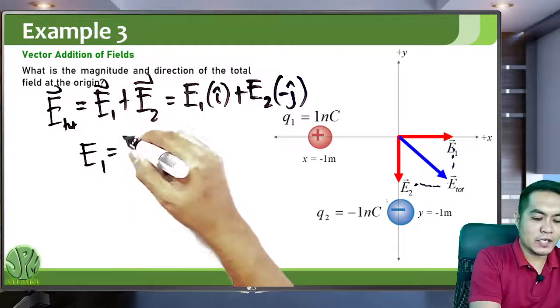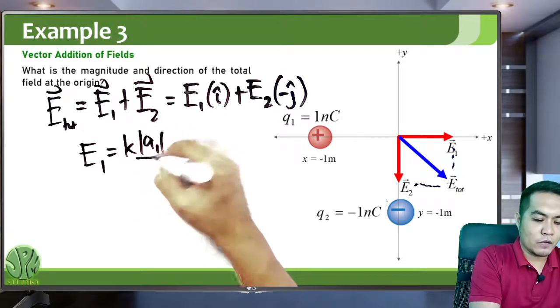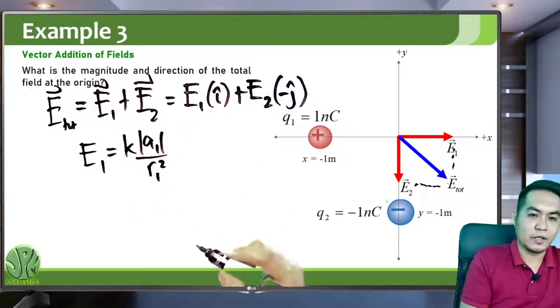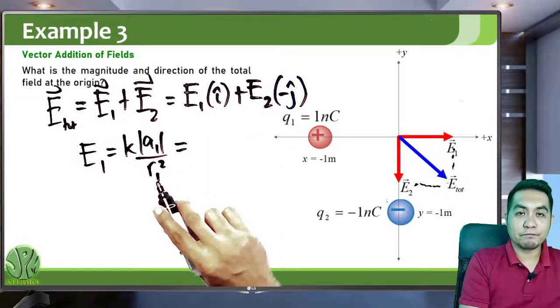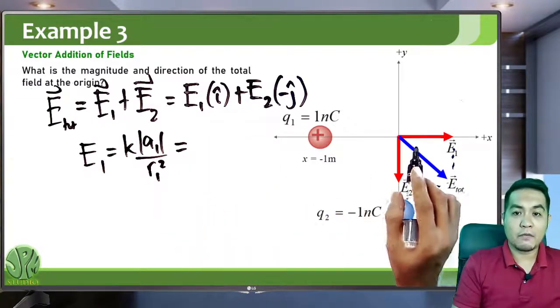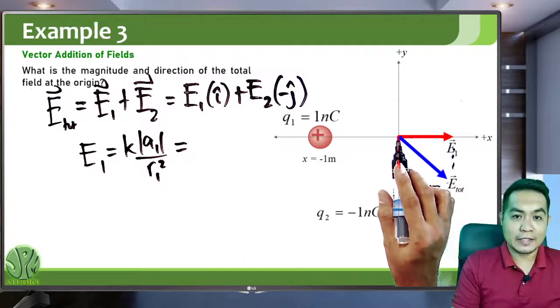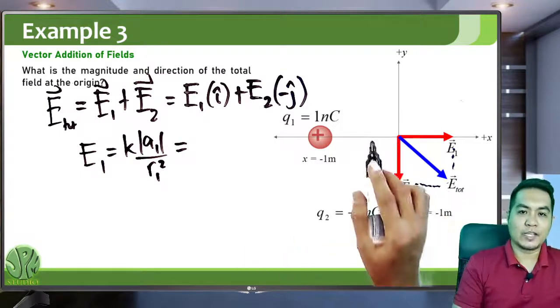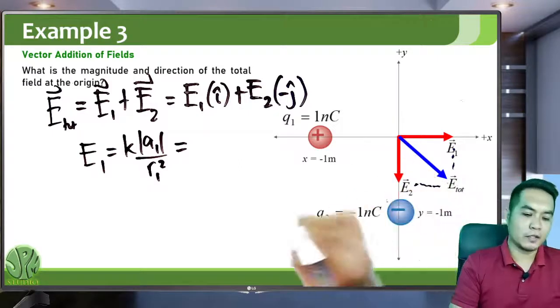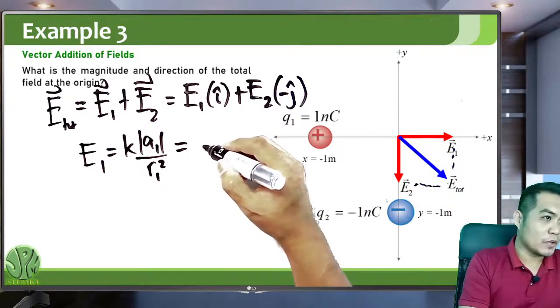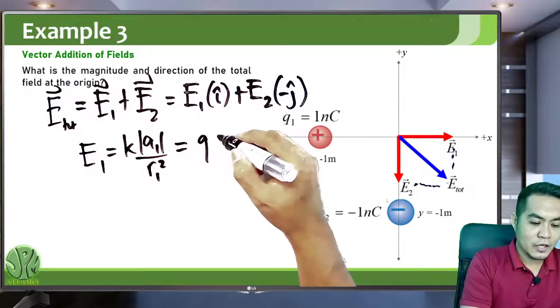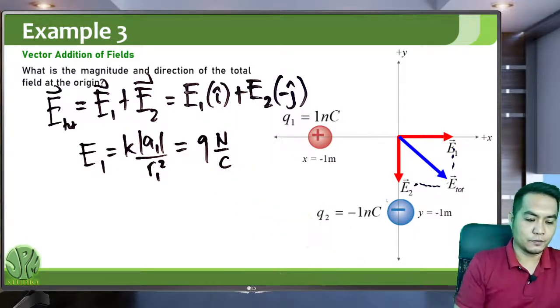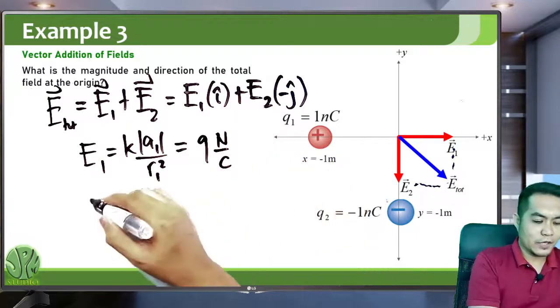So E1 is just K Q1 over R1 squared. Where R1 again is the distance between Q1 and the field point, the point where you want to find the electric field. So it's the origin. That is obviously 1 meter. And you will get a value of 9 Newton per Coulomb. So you do the same for E2.